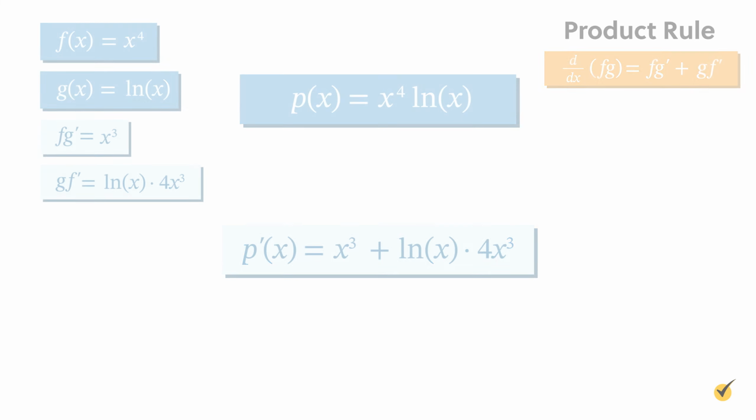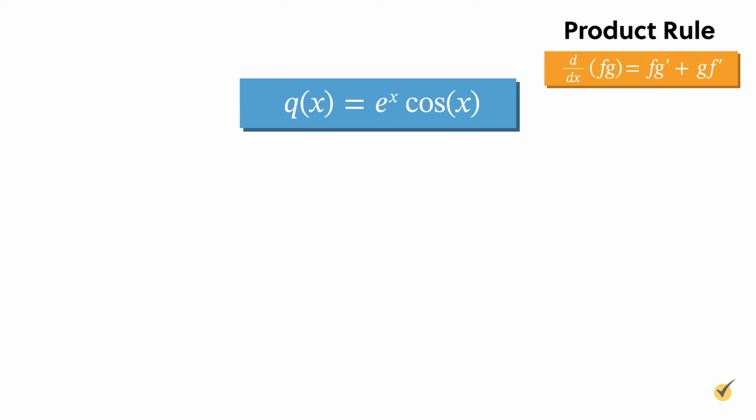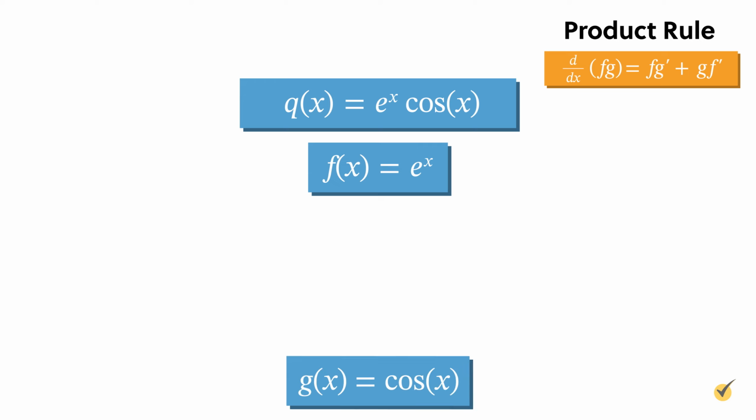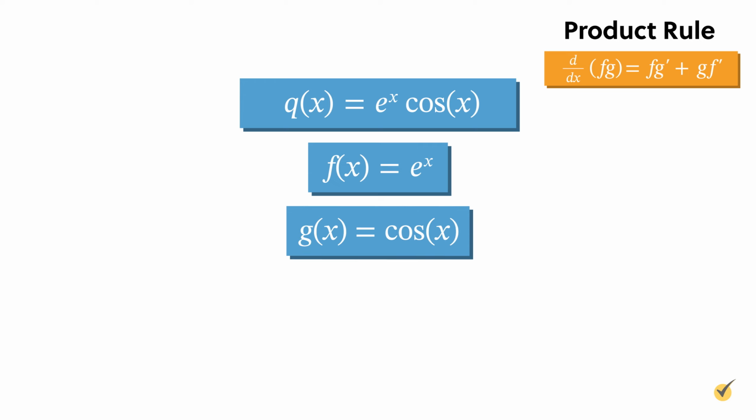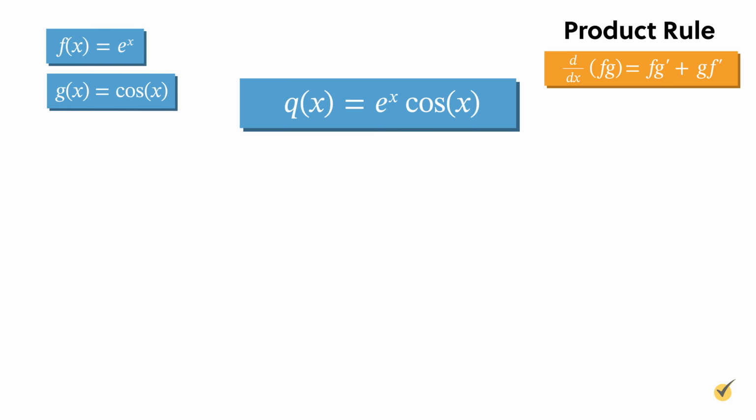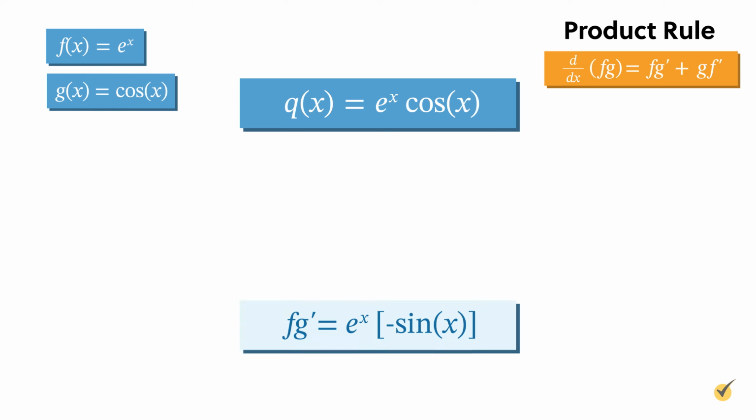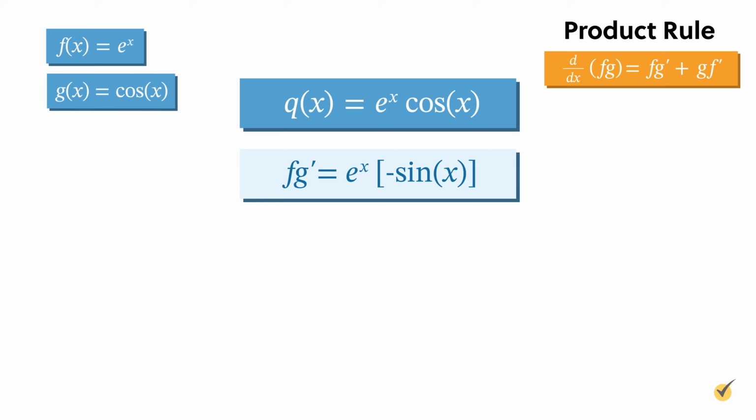Let's try another example. Use the product rule to find the derivative of q of x equals e to the x times cosine of x. Remember, the product rule says that the derivative will equal the first function times the derivative of the second plus the second function times the derivative of the first. Let's write down the first function, e to the x, multiplied by the derivative of the second function. Since the derivative of cosine of x is negative sine of x, we get f times g prime equals e to the x times negative sine of x.